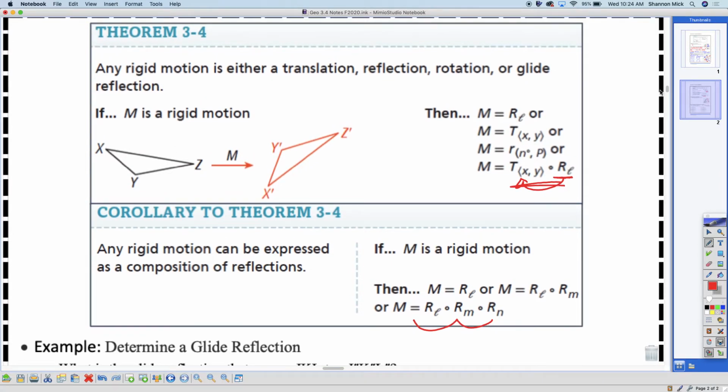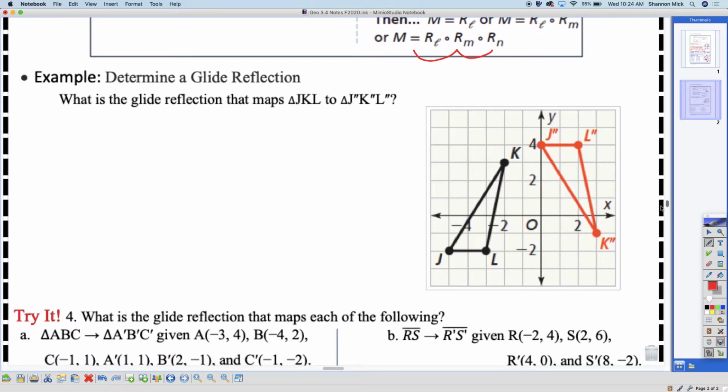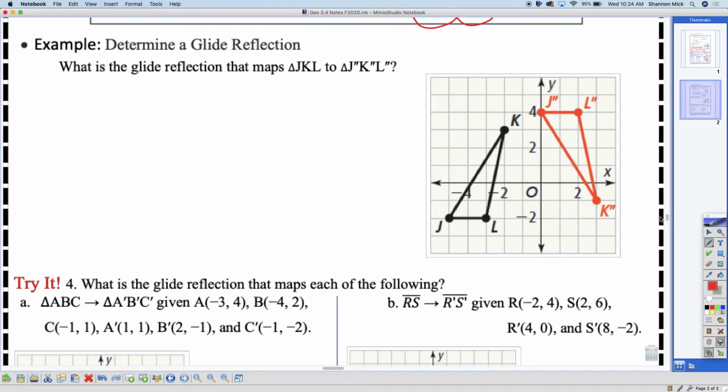Okay, so this theorem just tells me that any rigid motion can be a combination of other rigid motions. That's all this says. And the second part says I can put as many rigid motions as I want together, correct? And I work from the right to the left. That's all. Sorry that we did it twice. Okay, determine the glide reflection for JKL. So now we have to write the rule. The last one gave us the rule and said do it. Now we've got to figure it out.